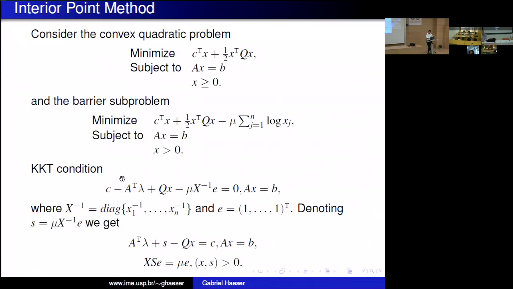These are the Lagrange multipliers associated to this equality constraint. Note here that each line of this matrix A gives you the gradient of one constraint. So if you want to add here a linear combination of the lines, you must write this in this form. It's A transpose lambda.